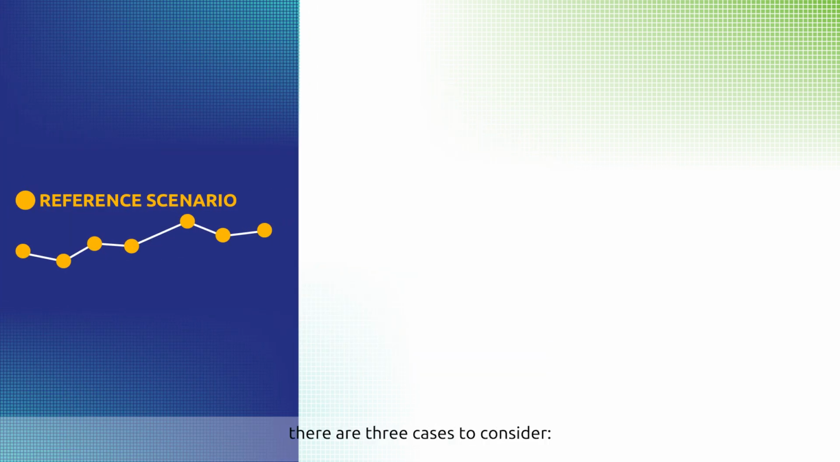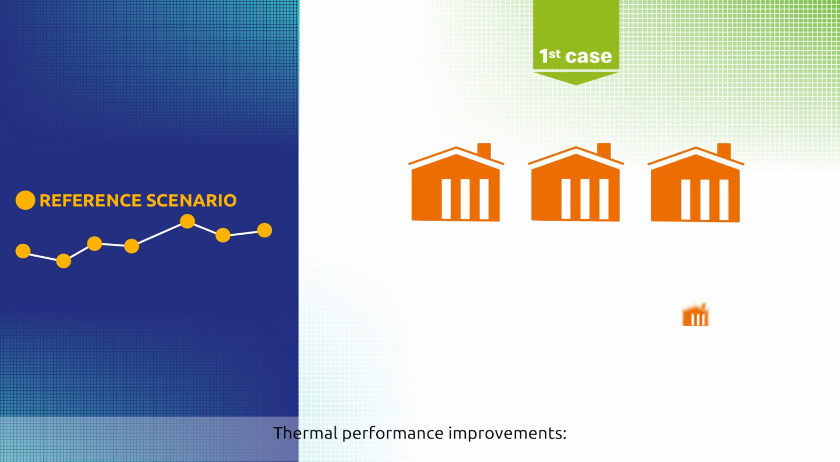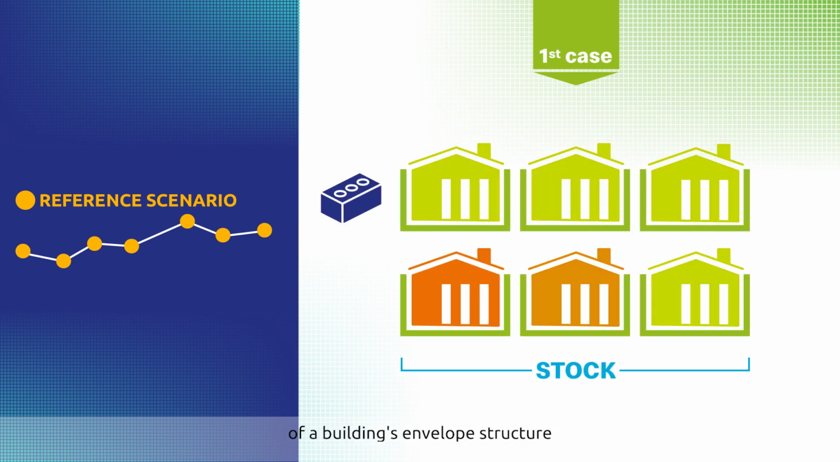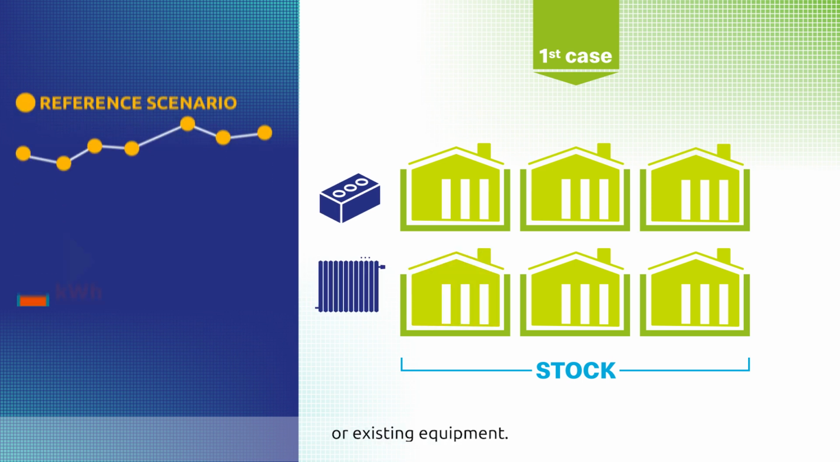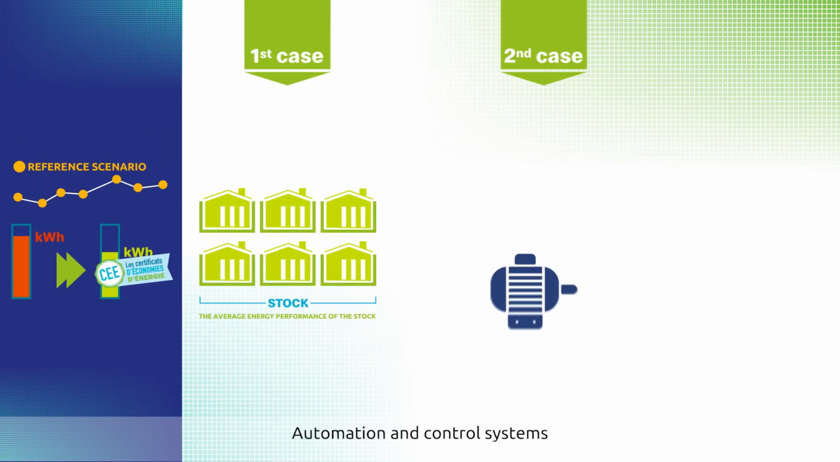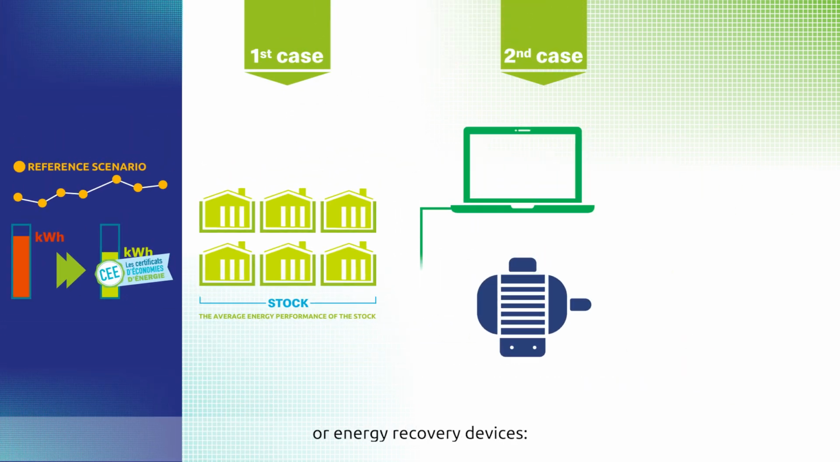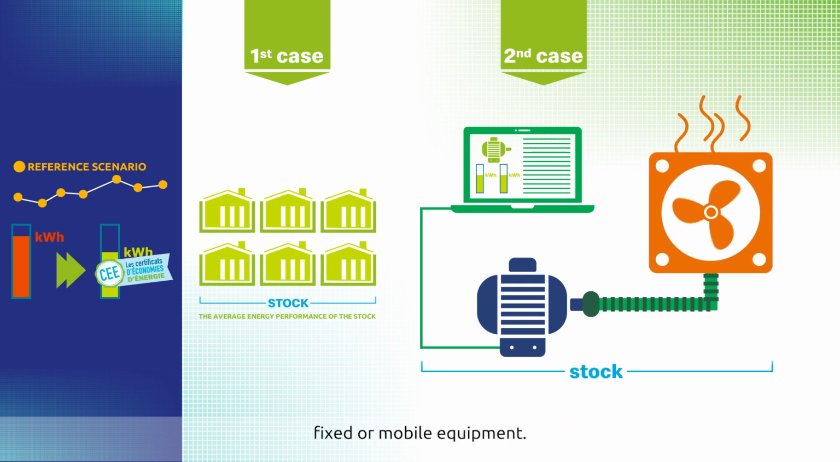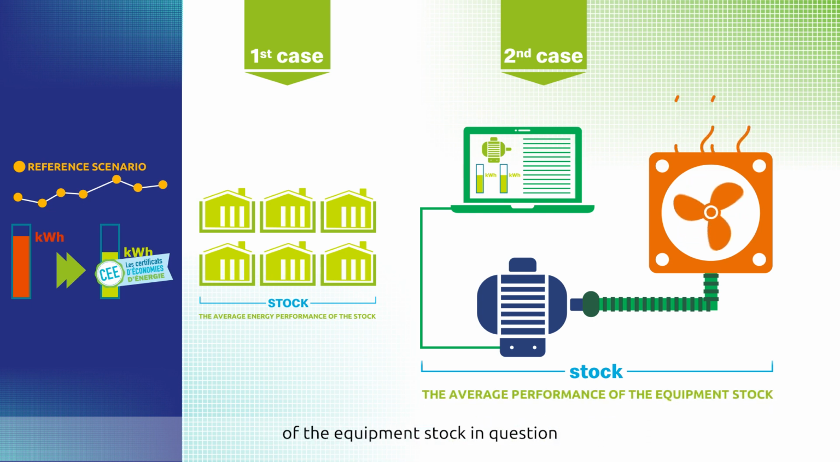For simplicity, there are three cases to consider. Thermal performance improvements, for works improving the thermal performance of a building's envelope, structure, or existing equipment. The reference scenario corresponds to the average energy performance of the stock. Automation and control systems, or energy recovery devices. For systems installed on existing fixed or mobile equipment, the reference scenario corresponds to the average performance of the equipment stock in question.